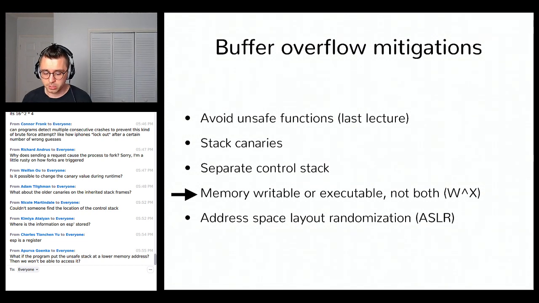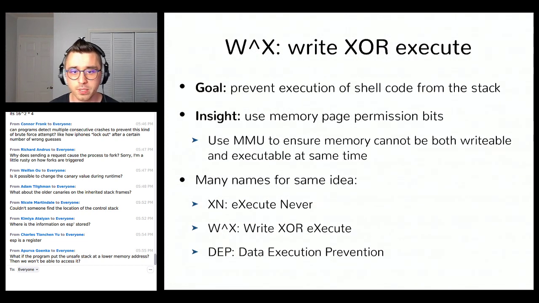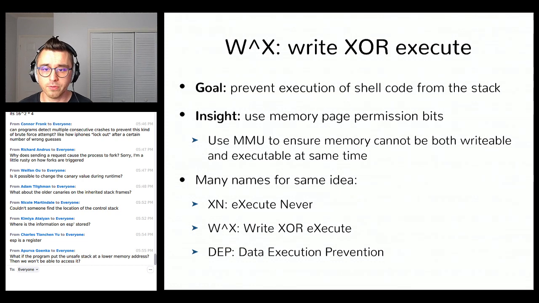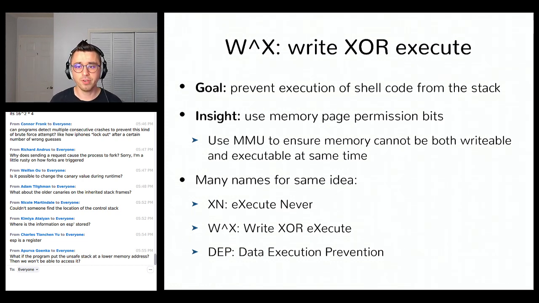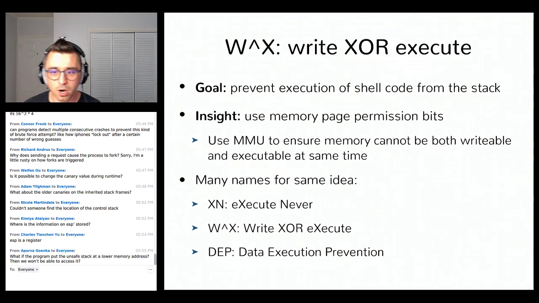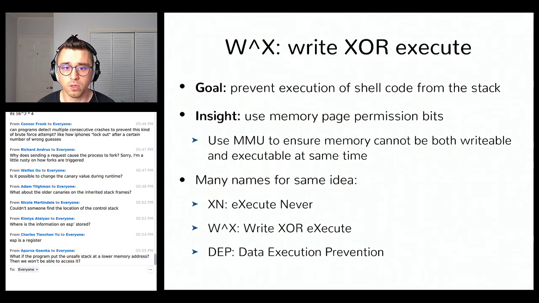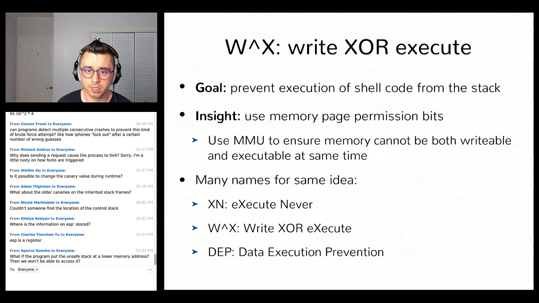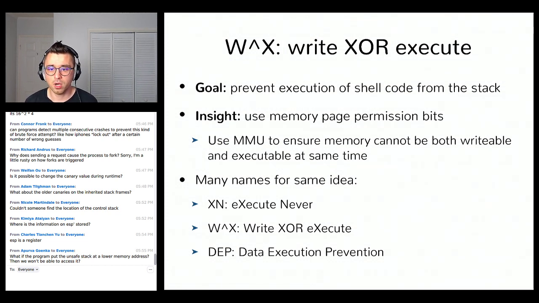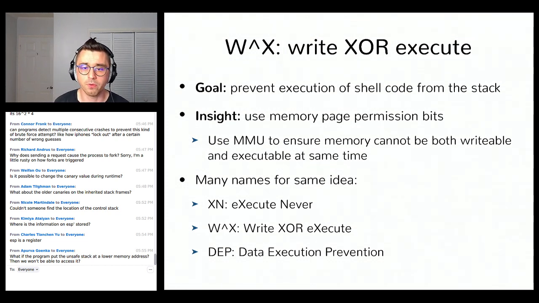Now, the idea of WXRX is to prevent essentially this class of attacks, right? What we want to make sure is that even if you bring your shellcode and put it on the stack, we won't execute it. So we're going to mark the stack as not executable memory, and then we're going to use the MMU, the underlying hardware, the memory management unit, to ensure that whenever we try to execute instructions at stack locations, we just trap and fail, right?